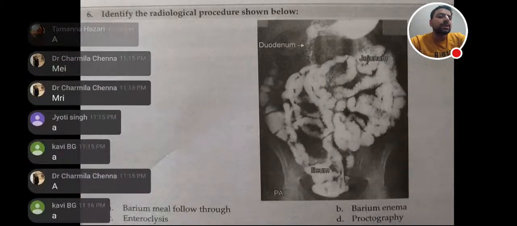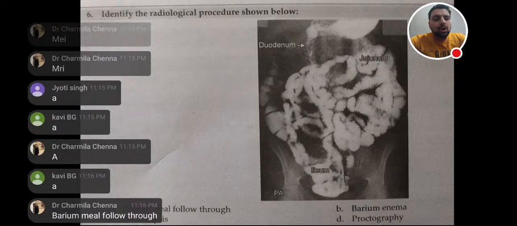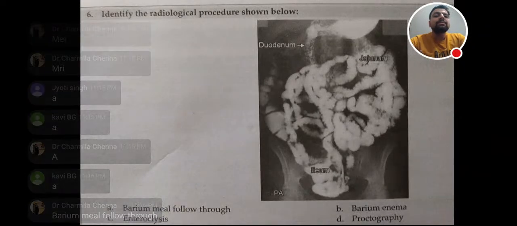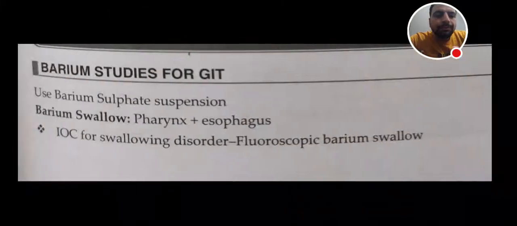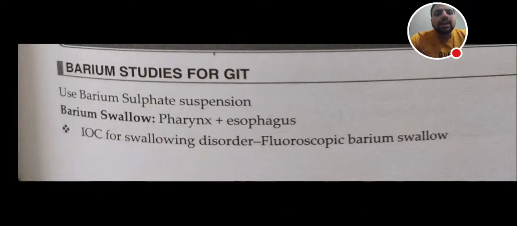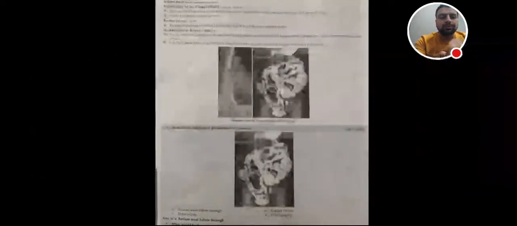Barium enema we use for the colon. For the small intestine, we use barium meal follow through. For the esophagus, we use barium swallow. For stomach and duodenum, we use barium meal. Let's see, barium sulfate suspension, barium swallow for pharynx and esophagus. Investigation of choice for swallowing disorder is barium swallow.